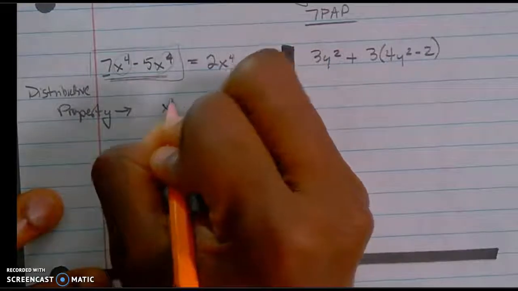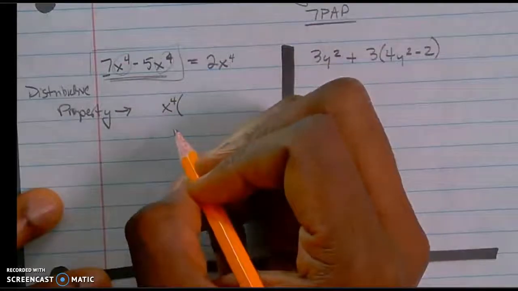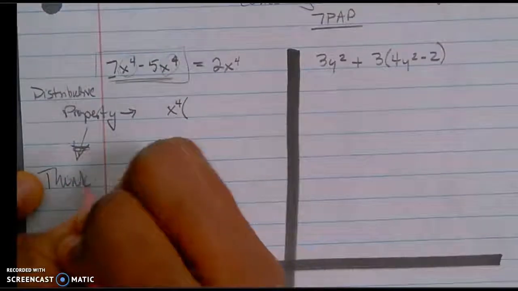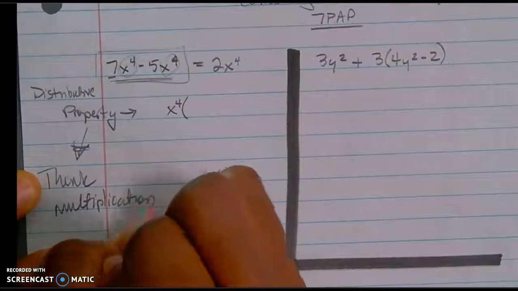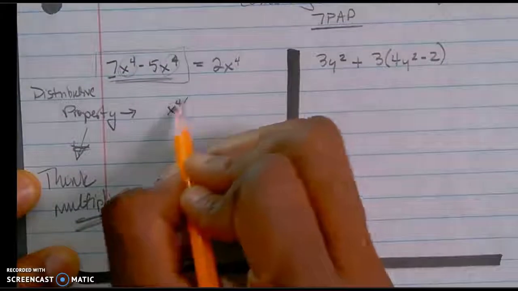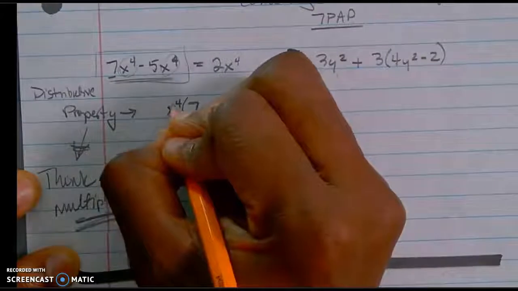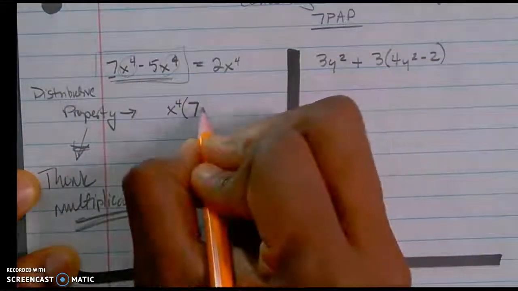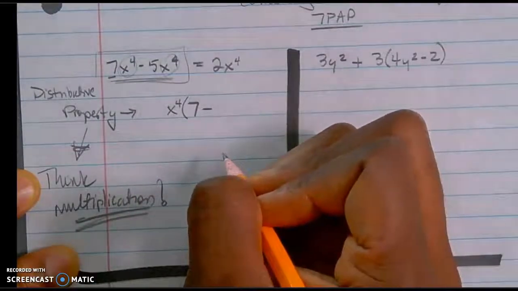Okay, so I'm going to pull out x to the fourth. I'm going to put that on the outside of a set of parentheses. Now, whenever I use the distributive property, I want you to think multiplication. Okay, think multiplication. So if I were to multiply this by something else, and in this case, it would be 7. So if I multiply 7 times x to the fourth, that's going to give me 7. I'm going to separate that by my operator of the subtraction symbol.